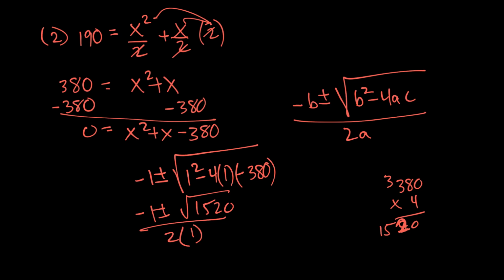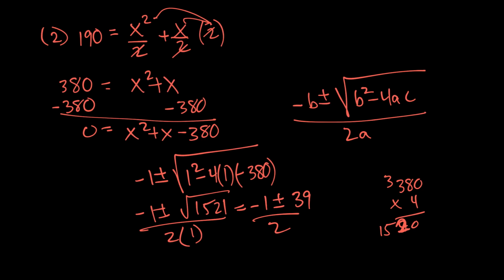The square root of 1520. I knew I made a little mistake here. I have to erase just a little bit. That's 1521, because I didn't do that 1, right? Because that's 1 minus all this, and that negative times negative is a positive, so it's 1 plus all that. Okay, so this then ends up being negative 1 plus or minus the square root of 1521, which is 39. I looked it up, over 2.